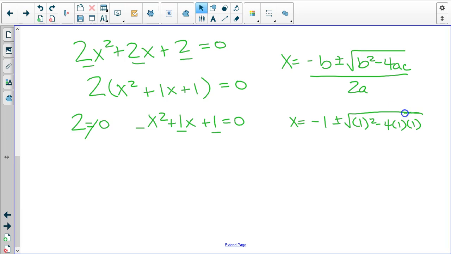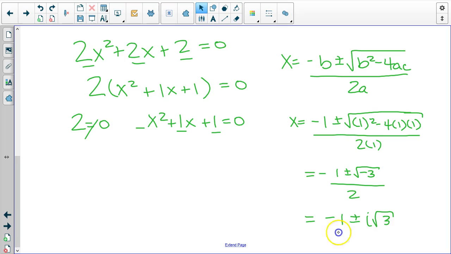But I like smaller numbers. They make me happy. So negative 1 plus or minus 1 minus 4. Negative 3. So what just happened? It's imaginary.